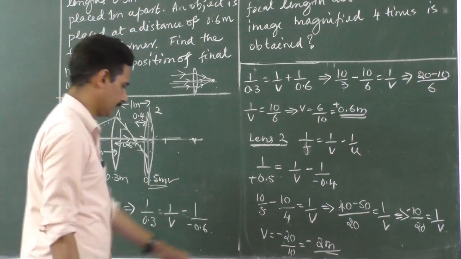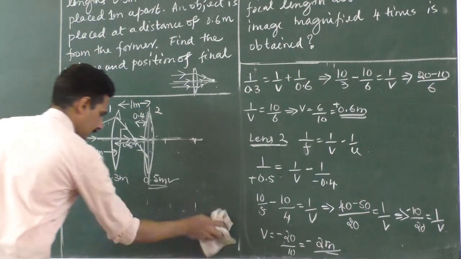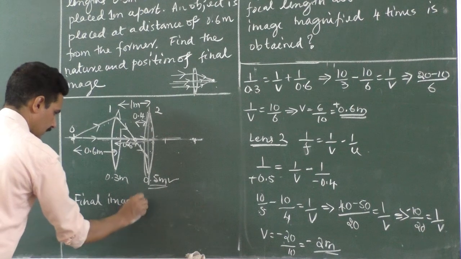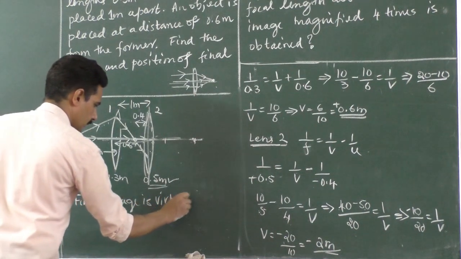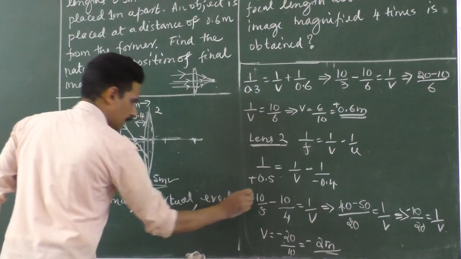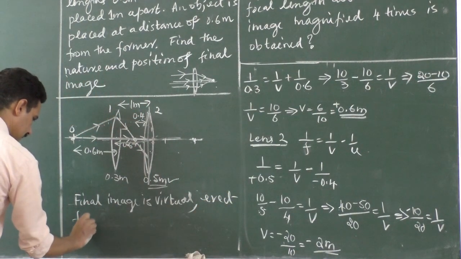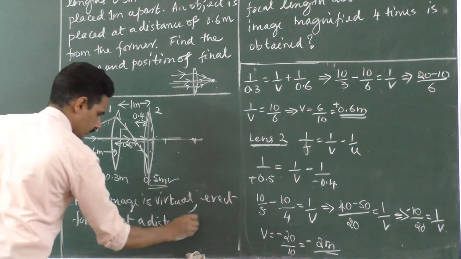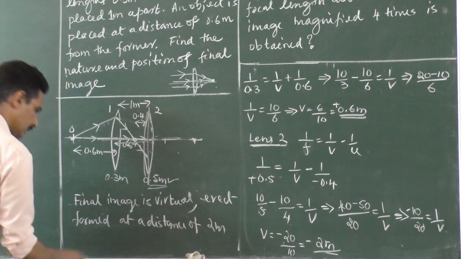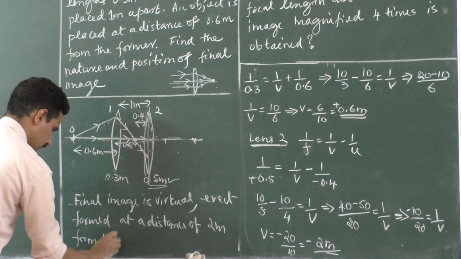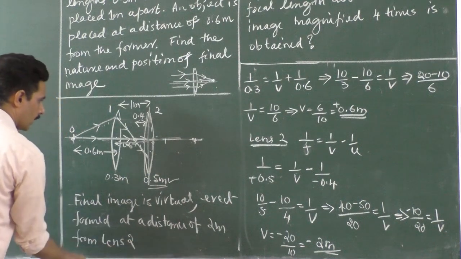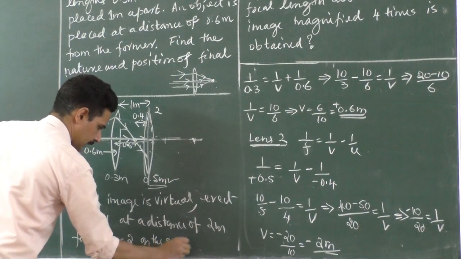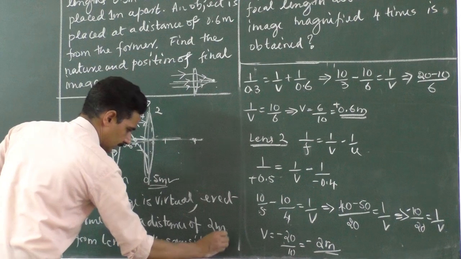So how will you write the answer? Final image is virtual, erect, and formed at a distance of 2 meter from the second lens on the left side, 2 meter from lens 2, on the same side as the object. That is what you have to write.